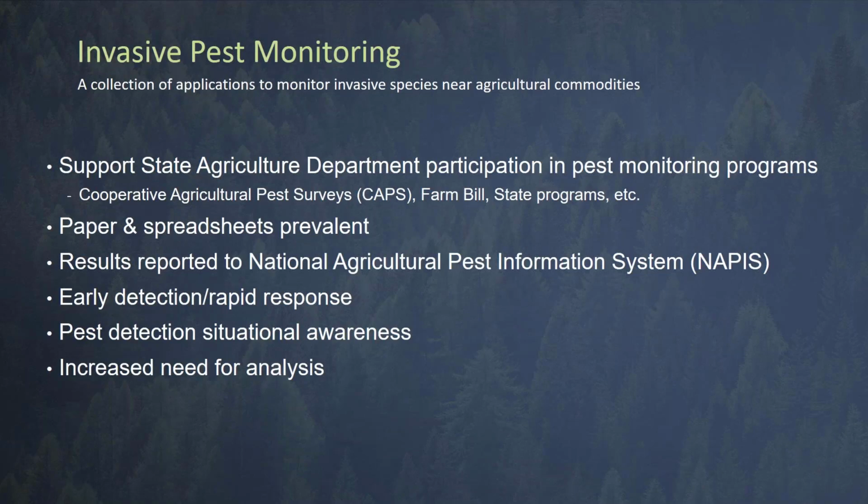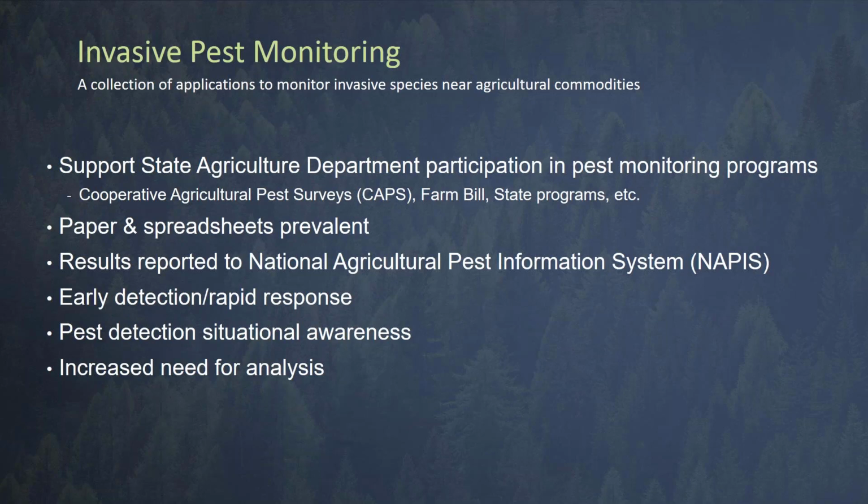So looking at this, in every state there are pest monitoring programs, whether they be through the Cooperative Agricultural Pest Survey or CAPS, Farm Bill, or even state-specific programs. And what we've generally found is that paper and spreadsheet-based processes are being used, as well as a wide variety of other technologies. As I mentioned earlier, a great deal of time is spent transforming this information into databases, which often includes GIS, in order to be used to track progress and make decisions.